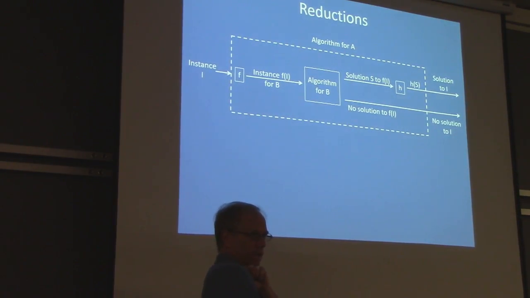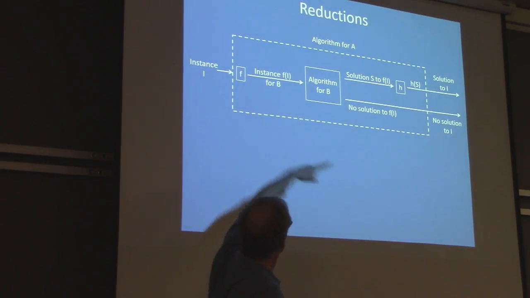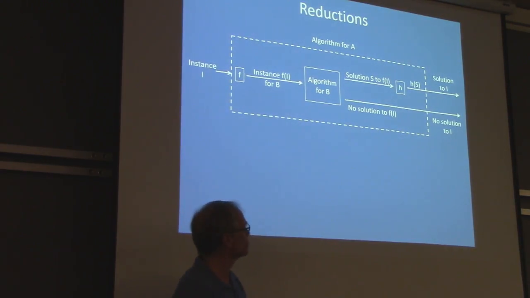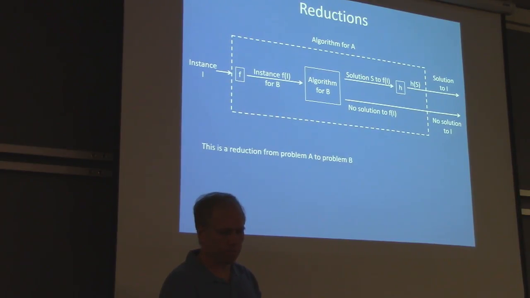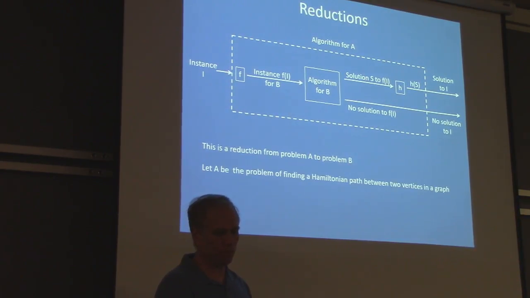So to define a reduction for a problem A, you've got to say, okay, I'm using an algorithm for B, and you've got to define F and H. So there are three boxes in there that constitute a reduction. This is called a reduction from problem A to problem B. And we looked at this example.